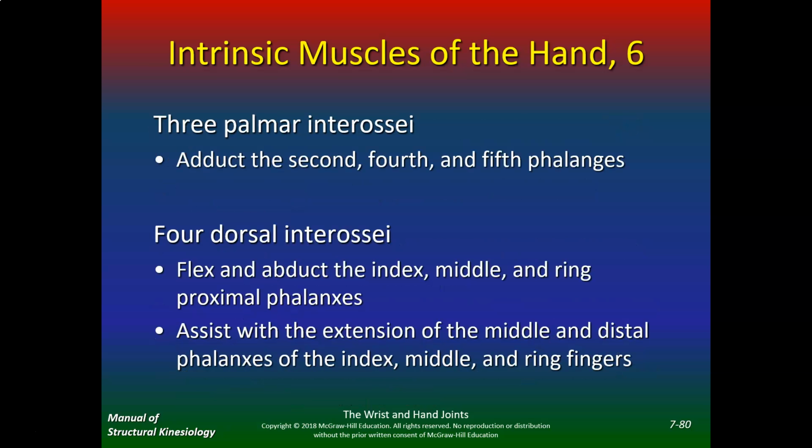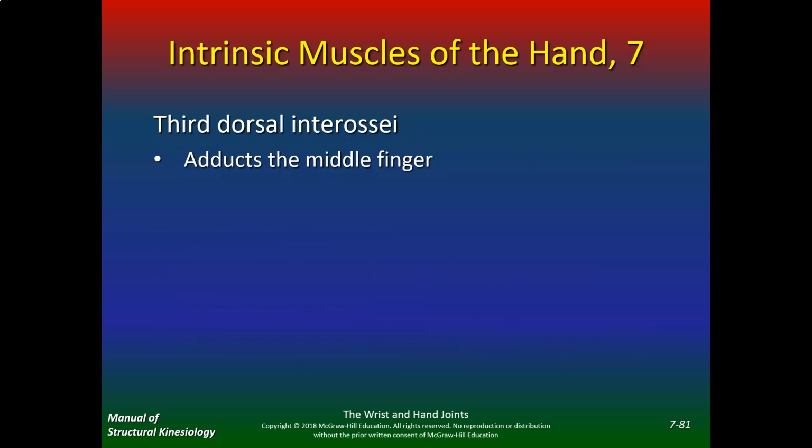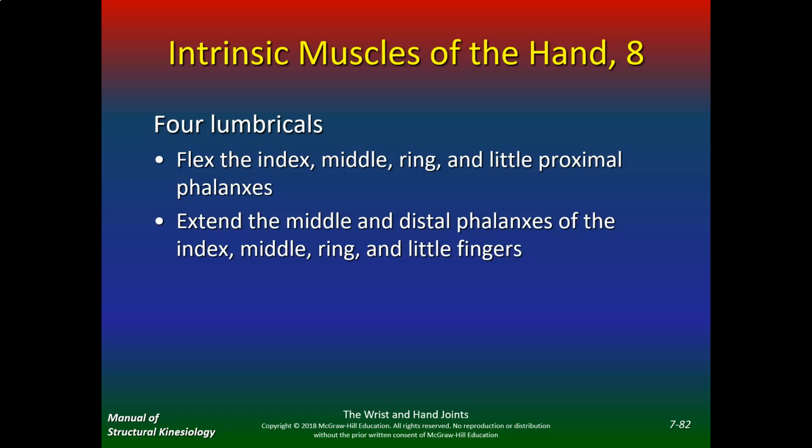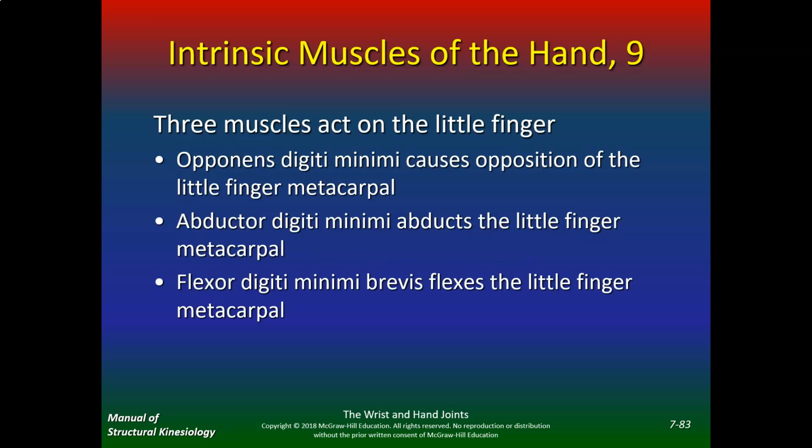3 palmar interossei adduct the second, fourth, and fifth phalanges. 4 dorsal interossei flex and abduct the index, middle, and ring fingers, and assist with extension of the middle and distal phalanges. The 3rd dorsal interossei adducts the middle finger. The 4 lumbricals flex the index, middle, ring, and little proximal phalanges and extend the middle and distal phalanges of the index.